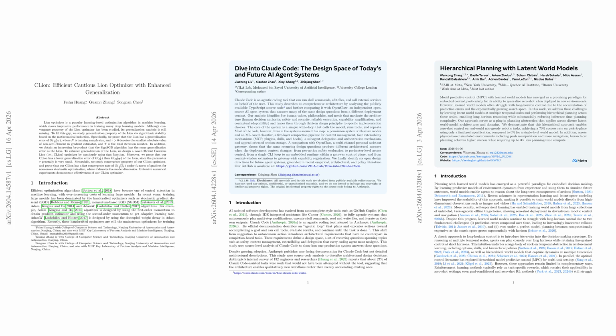Today's episode dives into three very different frontiers of AI: safer optimization for training massive models, the hidden engineering behind modern coding agents, and a new way to plan with latent world models. We'll unpack how CLion sharpens Lion's efficiency and generalization, why Claude Code is mostly a carefully designed execution harness rather than just a chat model, and how hierarchical planning can dramatically improve robot and maze performance. Together, these papers reveal a bigger story about where AI is becoming more reliable, more capable, and more practical.